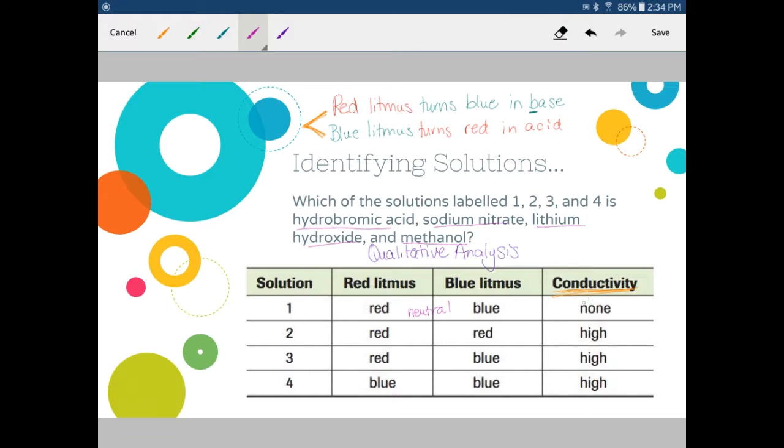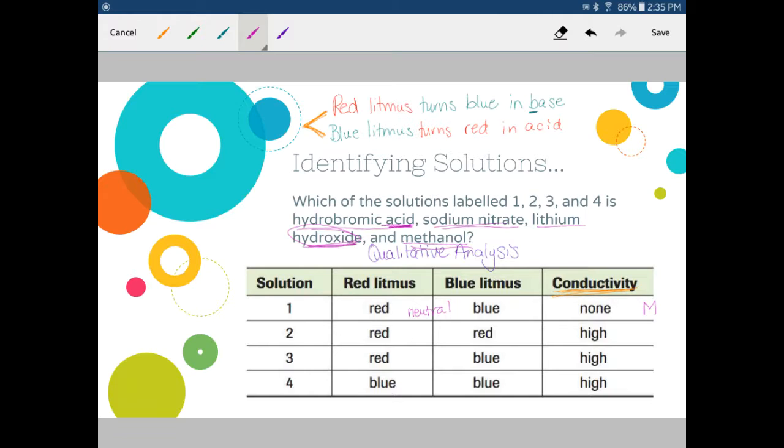Now, the last thing I need to look for is I can have a neutral solution that conducts electricity. That would just be an ionic compound dissolved in water, something like salt dissolved in water, sodium chloride. Now, in this case, I have my acid, which is hydrobromic acid. Lithium hydroxide is our base. I know it's a base because I have this hydroxide ion present. Sodium nitrate would be my ionic compound, and methanol would be my molecular compound. So when I take a look that there's no conductivity, I would say that this is our molecular compound.